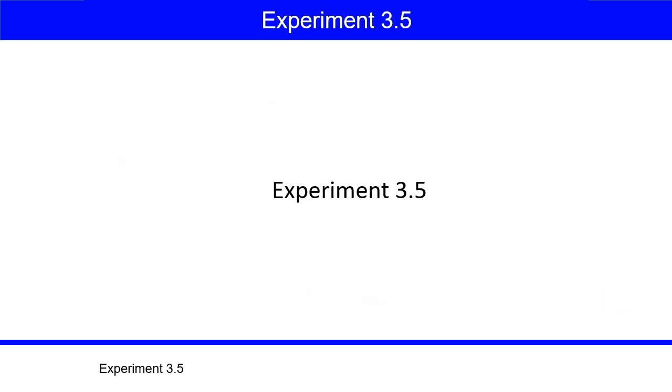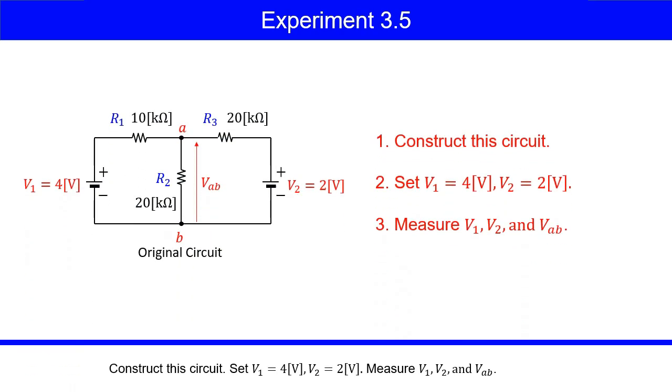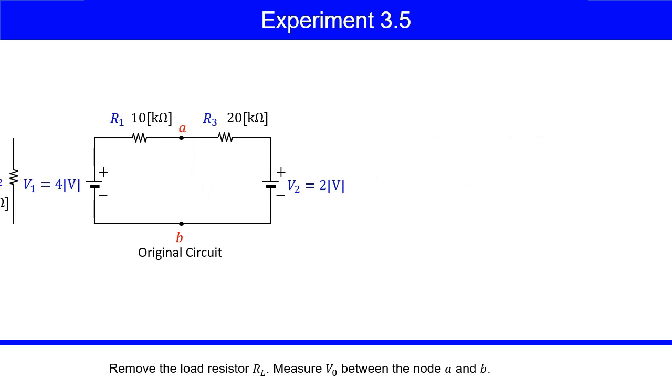Experiment 3.5. Construct this circuit. Set V1 to 4 volts, and V2 to 2 volts. Measure V1, V2, and VAB. Remove the load resistor RL. Measure V0 between the node A and B.